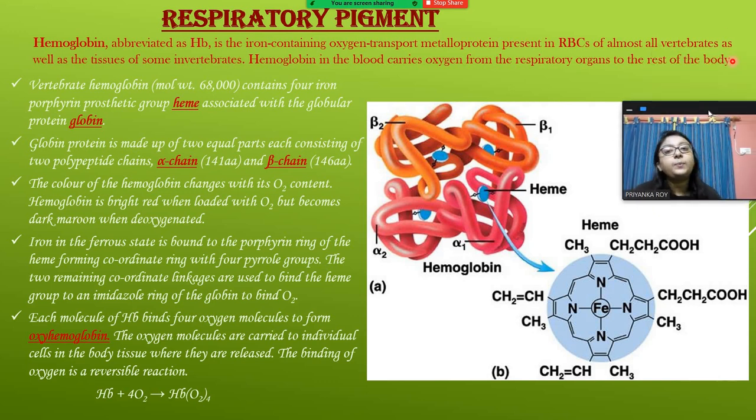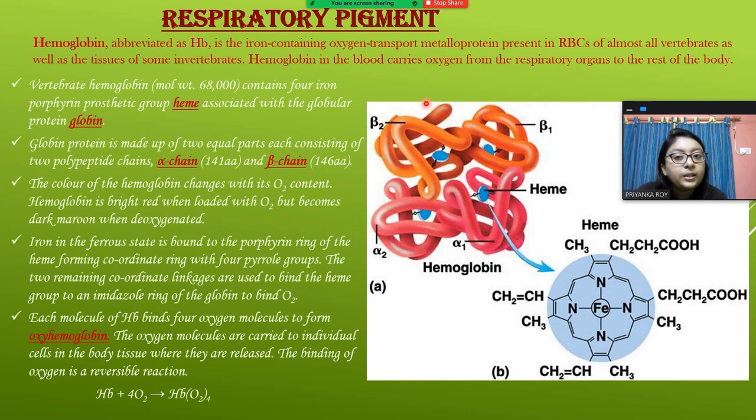So next is the respiratory pigment. Now this respiratory pigment, as we already know, is known as hemoglobin. In our body, in almost all vertebrates, the pigment that we use for respiration is mainly hemoglobin. So what is hemoglobin? It is basically an iron containing metalloprotein that is present in the red blood cells of our body. Now this hemoglobin is mainly responsible for carrying the oxygen in the blood to the different parts of the body.